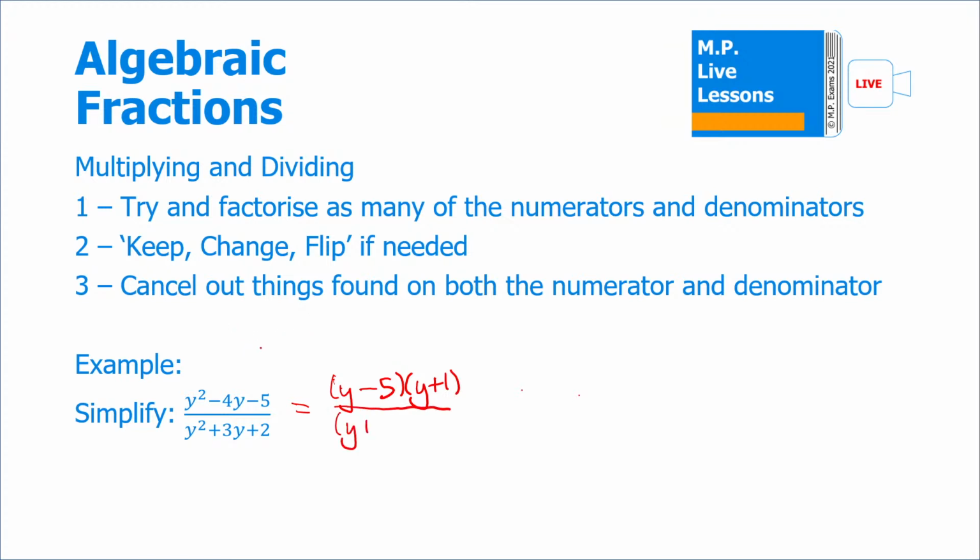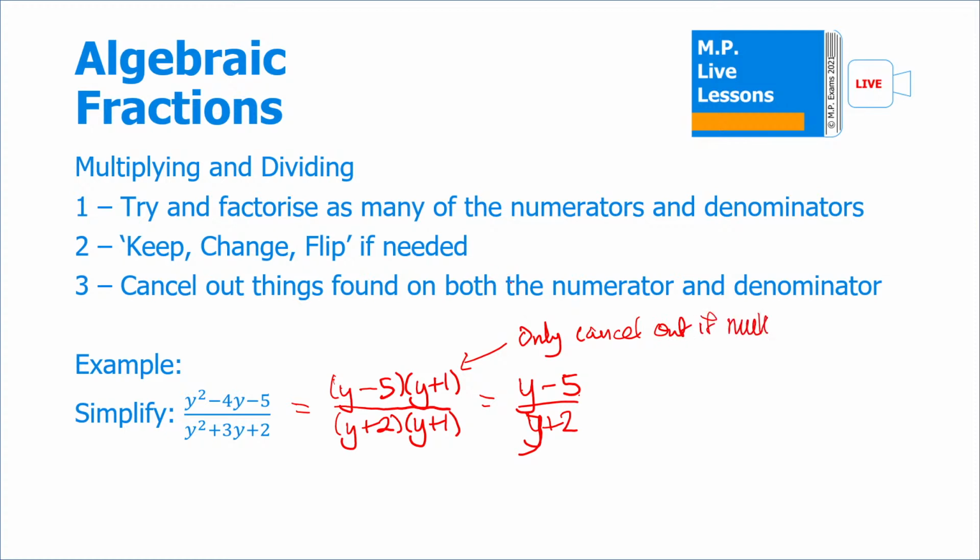At the bottom we get y plus 2 and y plus 1. As we can see, the y plus 1 is on both the top and the bottom, so we can divide both the top expression and the bottom expression by y plus 1. So we're just left with y minus 5 and y plus 2. So you can only cancel out if you're multiplying things. And this is in the simplest form.